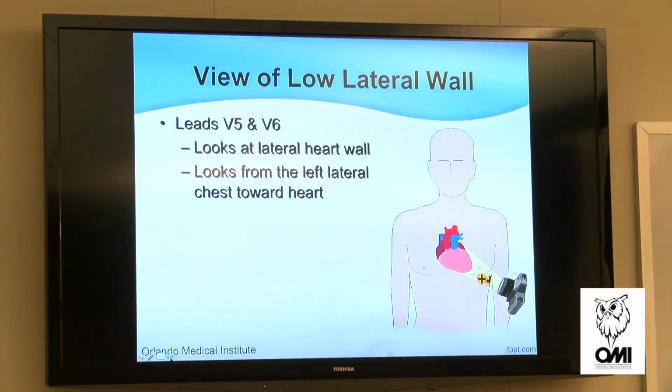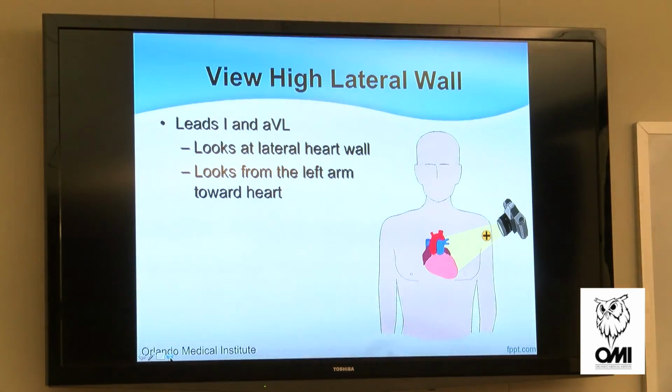So if we look at 5 and 6 by itself, it does look at the lateral wall, and that is two contiguous leads. So if I have elevation just in 5 and 6, then what we have is a low lateral wall MI. Because if it's 1 in AVL, we're talking a high lateral wall MI.